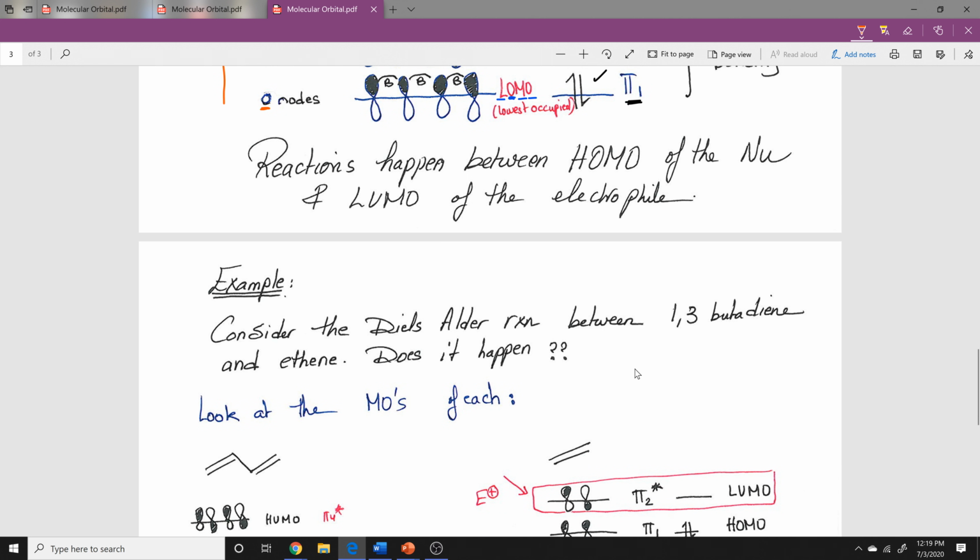If you have bonding states in there between the highest occupied and the lowest unoccupied, this means that the reaction can happen. If you have anti-bonding states, or anti-bonding interaction, this means that the reaction will not happen. So let me give you an example.